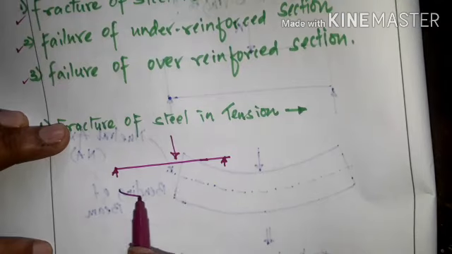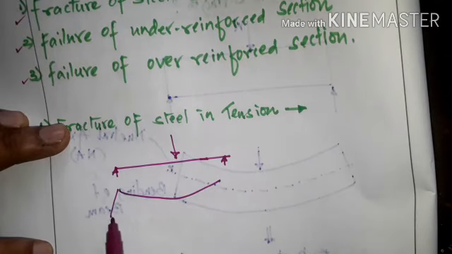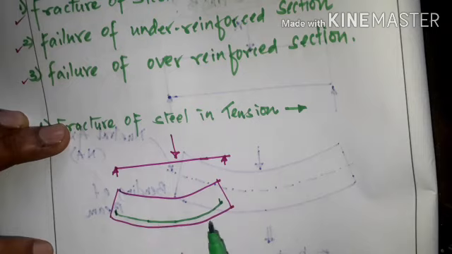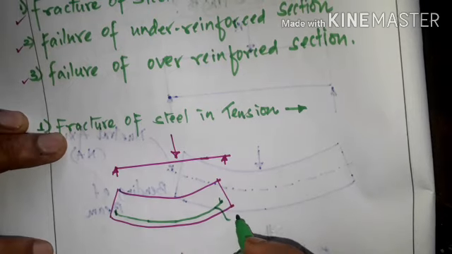it has to bend like this. Okay, and to resist that bending, we used to provide the reinforcement at the tension side. So this is the tension side. So this is our reinforcement, or steel.